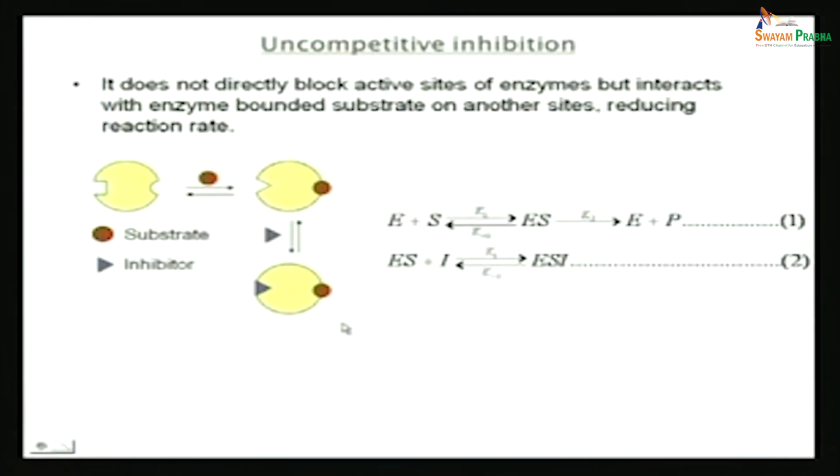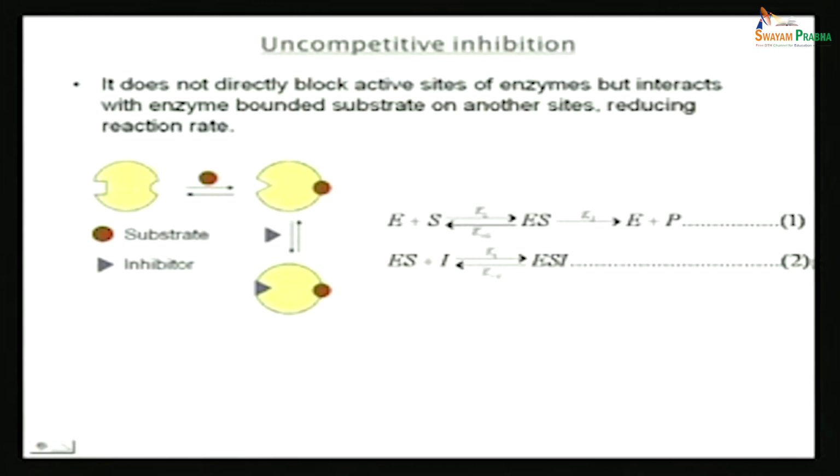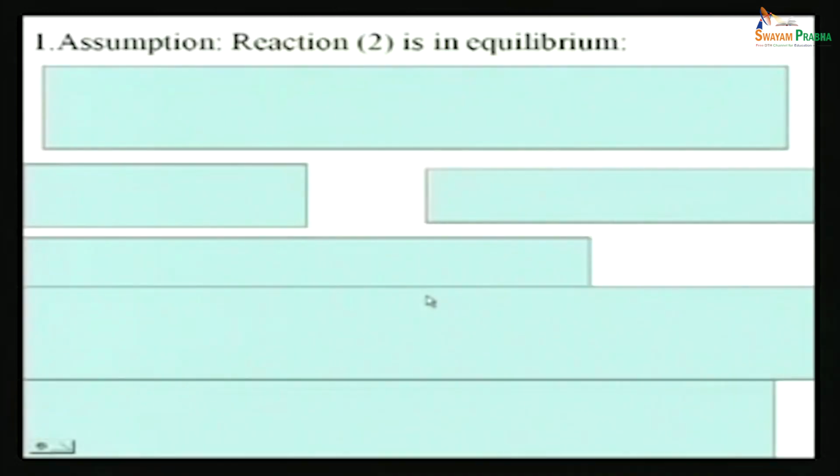What I'm going to do now is we're going to start working on the derivations for the next few minutes, and I'll give you some hints, but I want you to work on it. Let me ask you first. The first assumption is that reaction 2 that you had over here is going to attain equilibrium, right? The calculations for equation 1 remain the same, so you don't need to redo those. What you need to redo is the calculation for reaction 2. So the first assumption here is that reaction 2 is in equilibrium.